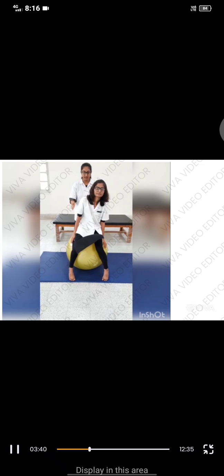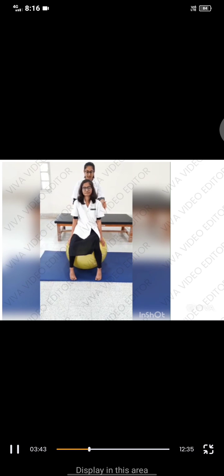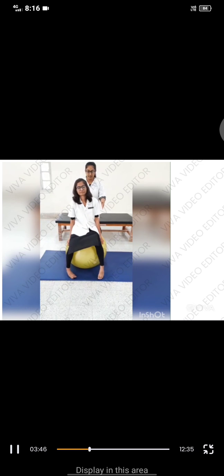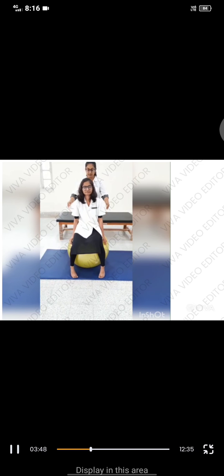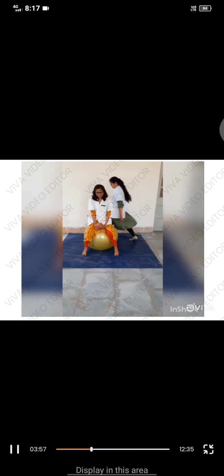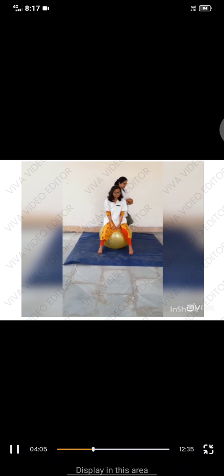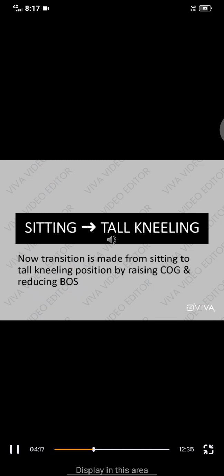Now, perturbation on a vestibular ball. In this, the subject is asked to sit on a vestibular ball while the therapist tries to perturb the subject in various directions and asks the subject to maintain a balance against it. One of the progressions on a dynamic surface is trunk rotation. In this, the subject is asked to sit on a vestibular ball while the therapist tries to move the object in various directions. The subject is asked to rotate the trunk towards the object while maintaining a balance.